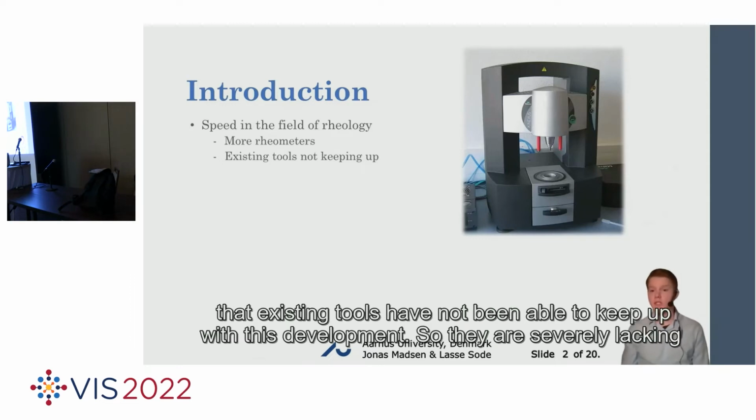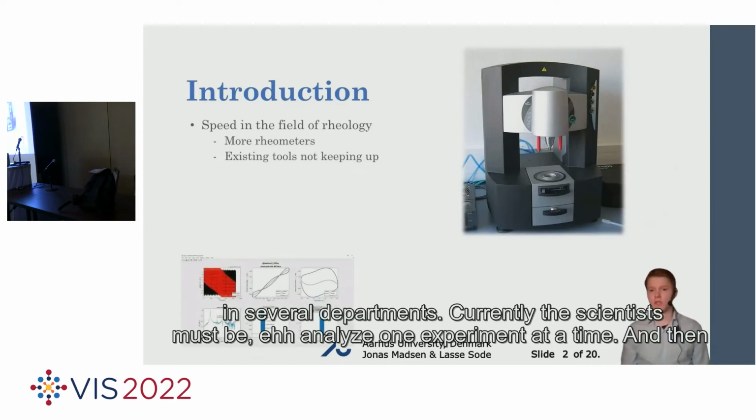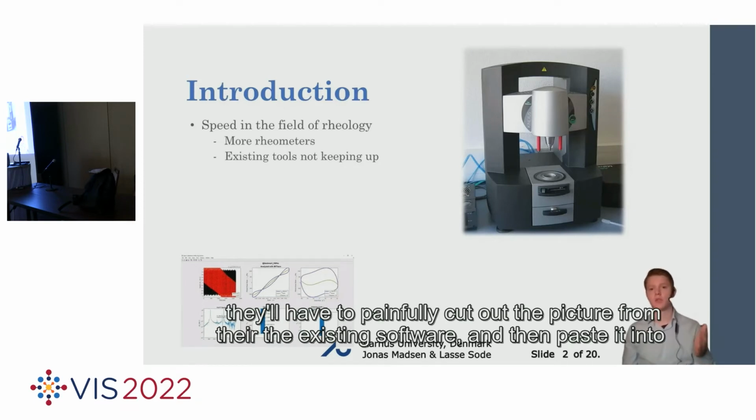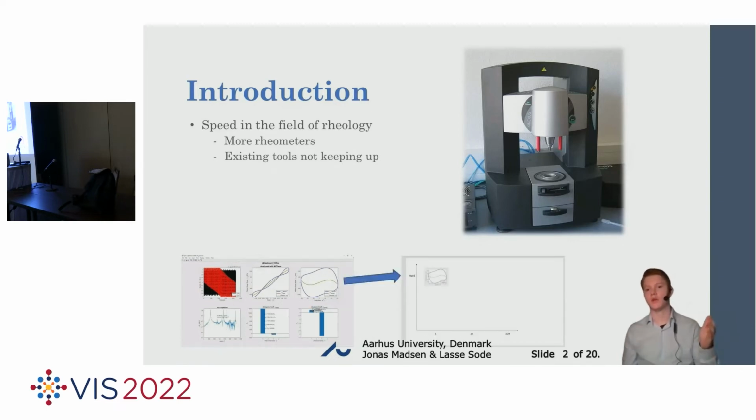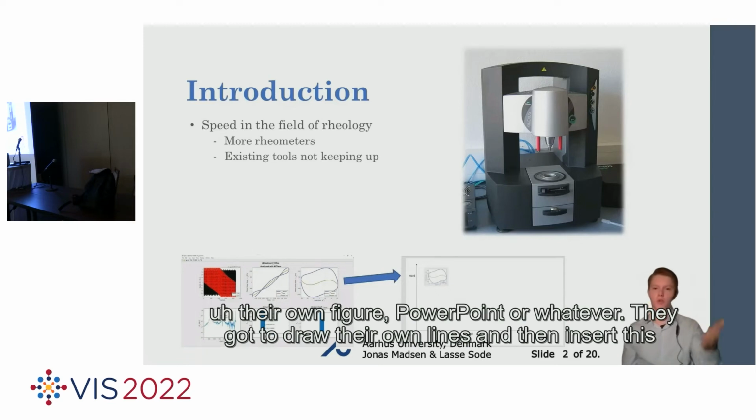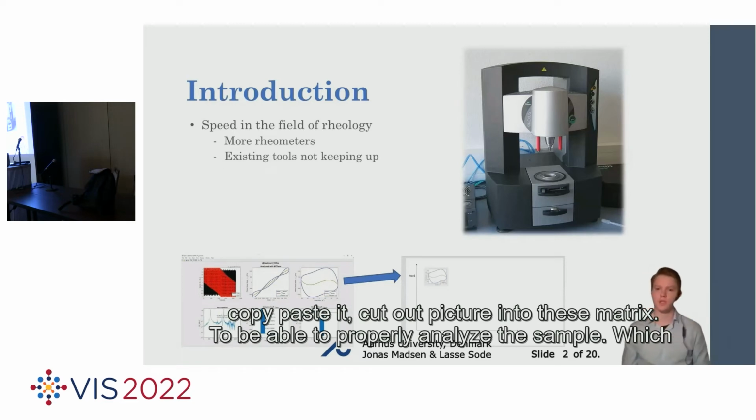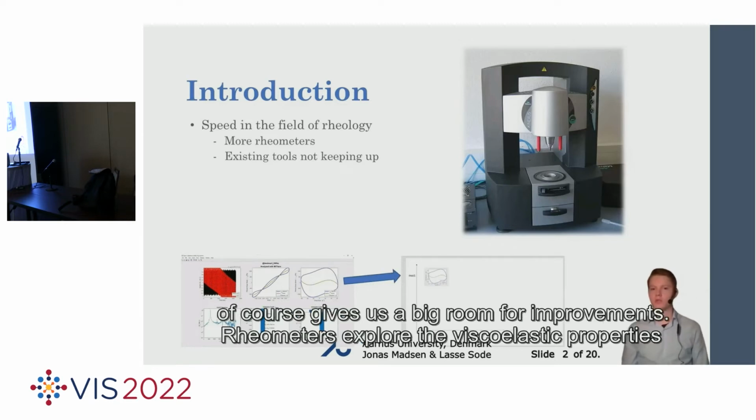And the problem is that existing tools have not been able to keep up with this development, so they are severely lacking in several departments. Currently, the scientist must analyze one experiment at a time, and then they have to painfully cut out the picture from the existing software and paste it into their own figure, PowerPoint, or whatever. They have to draw their own lines, and then insert this copy-pasted, cut-out picture into a matrix to be able to properly analyze the sample, which of course gives us a big room for improvements.